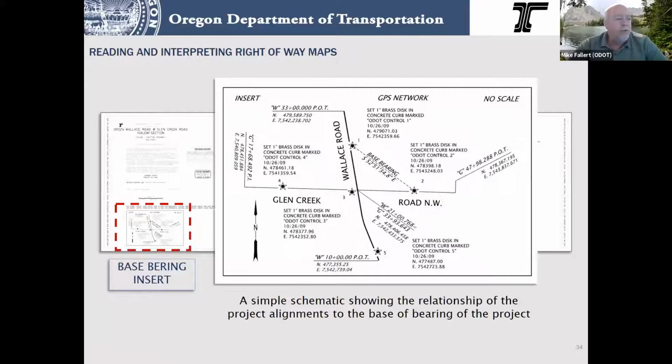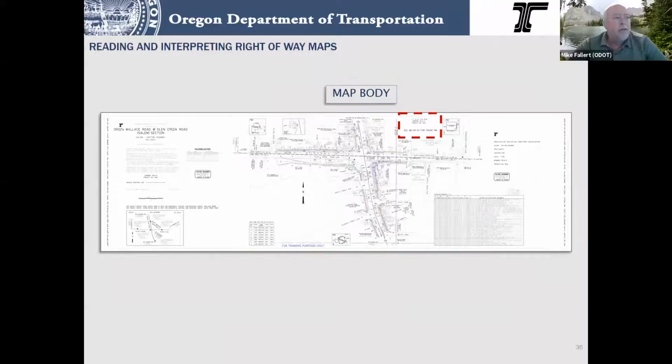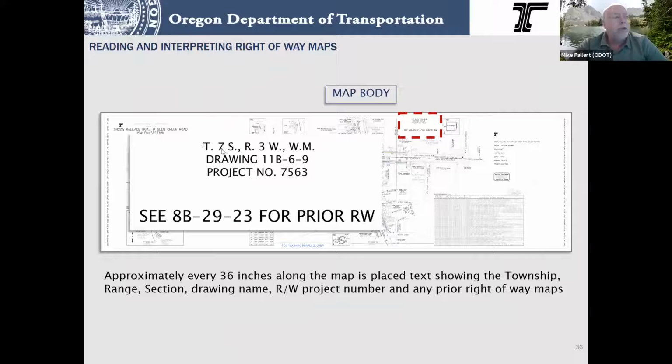We have a basis of bearing insert. We have basis of bearing talked about up above, but this is kind of the schematic of what we used for the basis of bearing. That helps people retrace to get oriented in the future if they need to. In the body of it, like we talked, we have township and range, section if it's small enough or in segments, the drawing, and then of course our right-of-way project number for this project, and then prior right-of-way files. If this is a big map, we try to do that about every 36 inches along it, just so it's easy to get reference to.